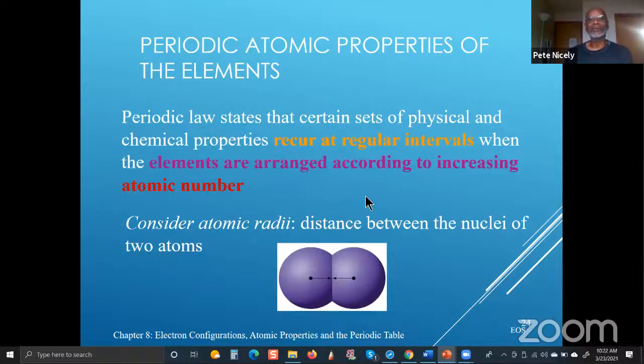So there are certain properties that we're going to look at in this chapter. We're going to see how this relates to the properties and the electronic configuration for the different elements, all right?